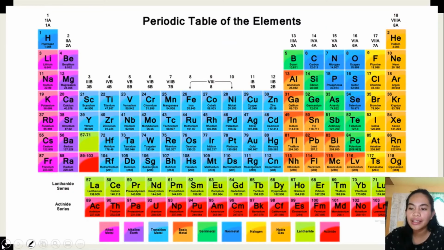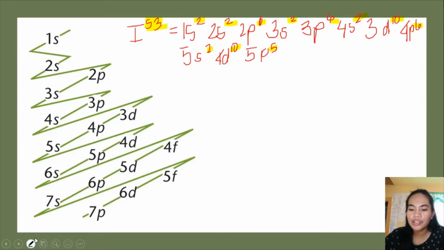Next, let's try potassium. So potassium is here, potassium 19. So potassium is the 19th element in your periodic table. So let's try this one. Okay, potassium 19. Let's try to write potassium.